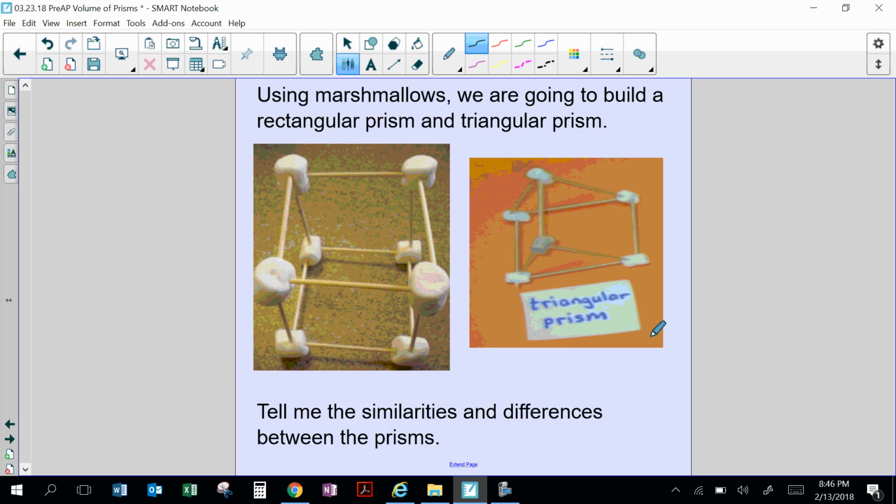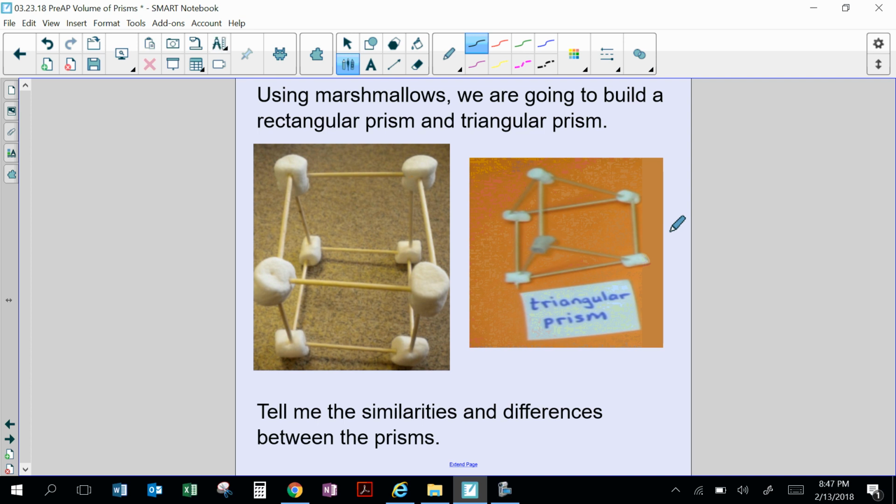So what you're going to be doing today is you're going to be given marshmallows and toothpicks. I may do pretzels. We'll see how it goes. You're going to be making a rectangular prism. So you'll need 1, 2, 3, 4, 5, 6, 7, 8, 9, 10, 12 toothpicks. You'll need some marshmallows, and you'll build a rectangular prism. And then you will need 9 toothpicks to build a triangular prism.